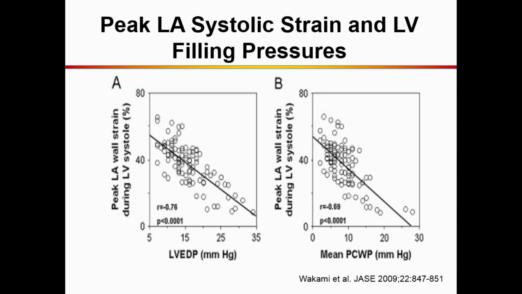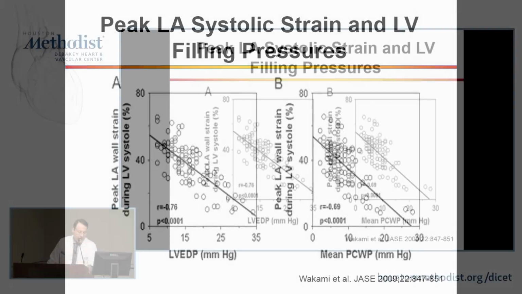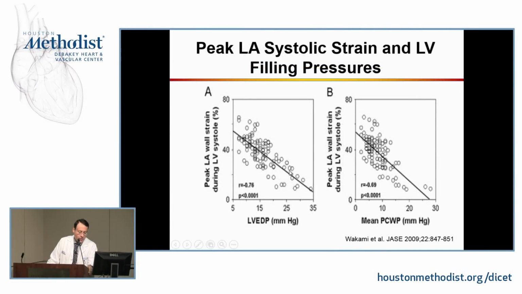This was the earliest publication from a Japanese group that included 100 patients, normal and depressed EF. They used high fidelity pressure transducers, and you see a very tight correlation with both variables. When these investigators analyzed the relation, whether it was good in depressed as in normal EF, the relation was better in depressed EF as opposed to normal EF.